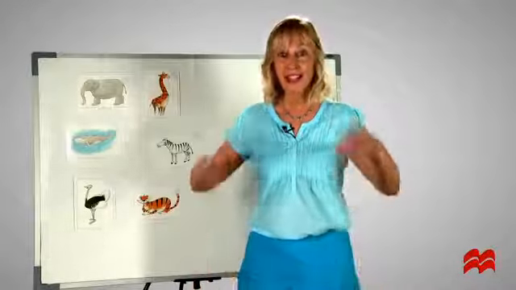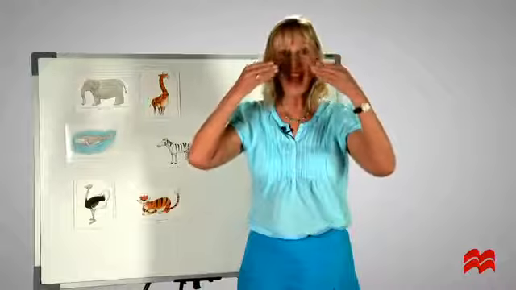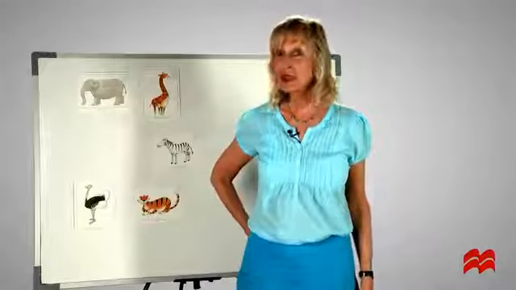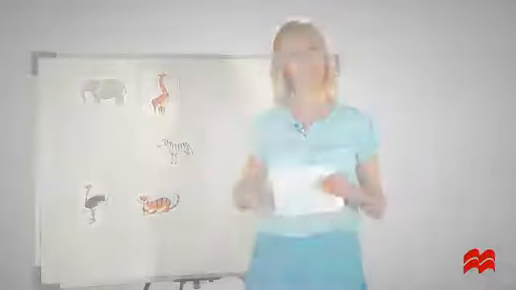Ask the children to close their eyes and cover their eyes with their hands. Demonstrate this. Remove one of the flashcards from the board and hide it behind your back. Ask the children to open their eyes and say, what's missing? It's the whale. Very good.